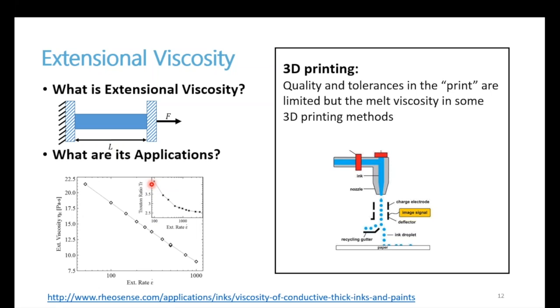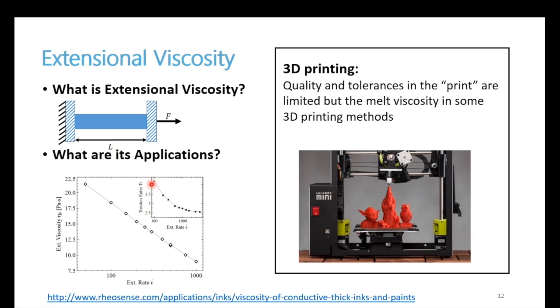And then finally, as I mentioned, for 3D printing, you have a very similar process, but in this case, you're printing a melt polymer with some of the 3D printing technologies. And then, of course, the viscosity of that melt is going to have a huge effect on the quality of the actual 3D printed parts.